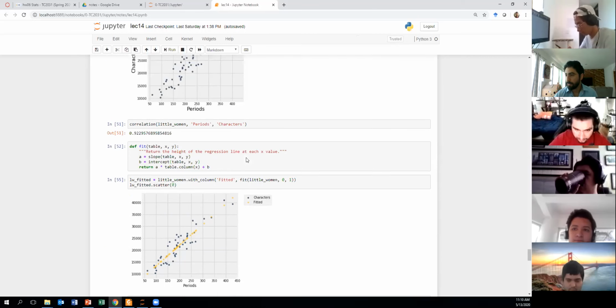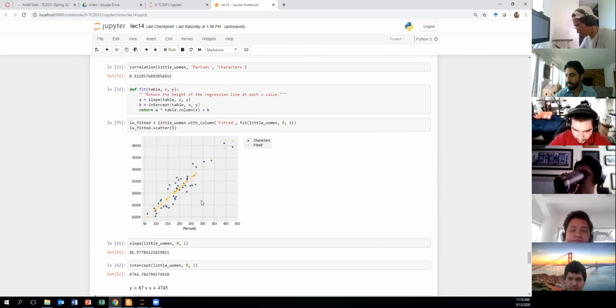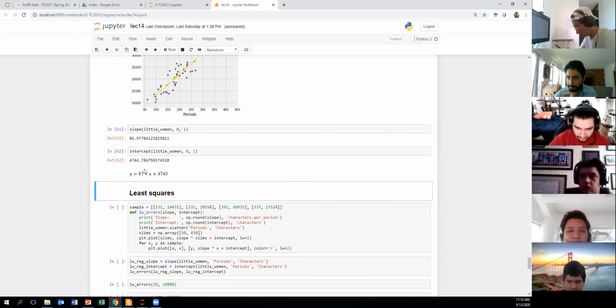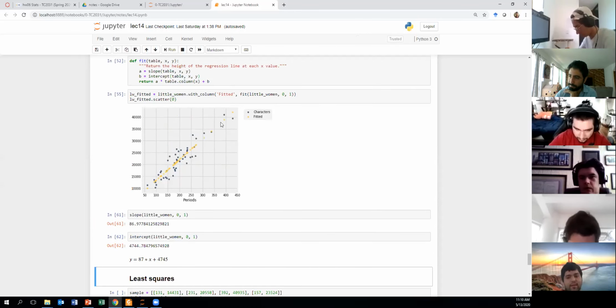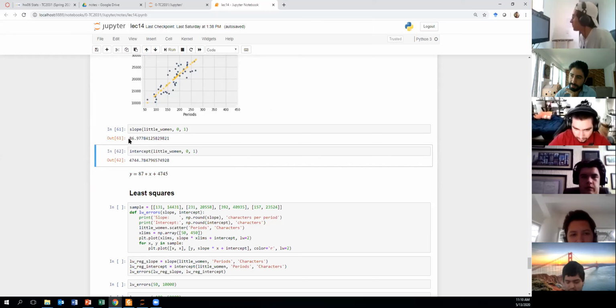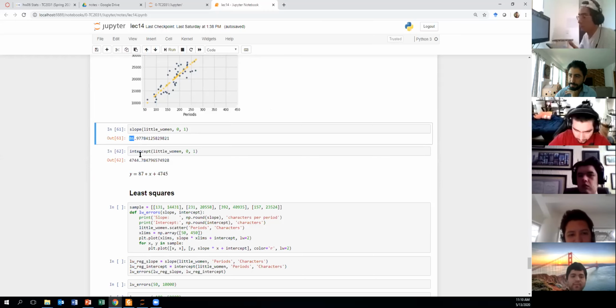So you remember this one that we just showed you? If you get this slope and intercept for this yellow line for the little woman, you get basically this value, this slope, this intercept. So basically this yellow line here is this equation, right? Your y is equal to your slope, almost 87, multiplied by x, 87x plus 4,745 if you round it.